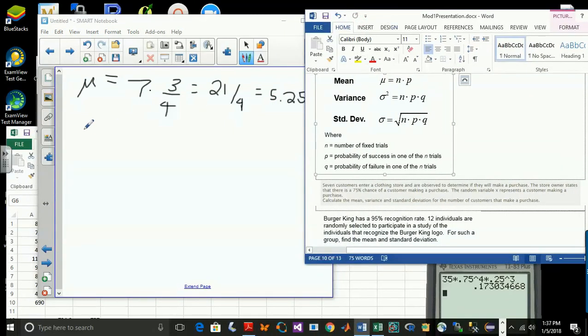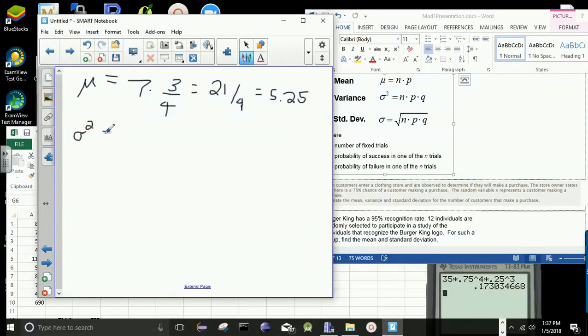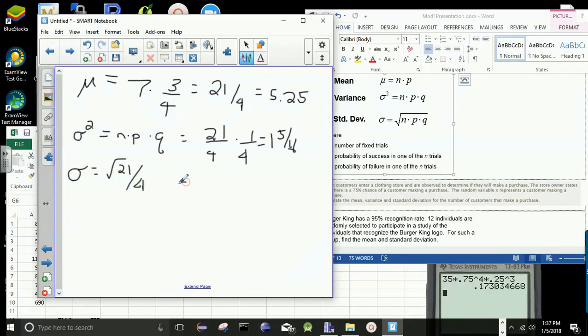Variance, right? So the variance is sigma squared, which is n times p times q. Okay. Well, n times p is just 21 over 4. And q is what, 1/4, right? So that's 21/16. So that's 1 and 5/16. Okay, and then what else? Standard deviation. Okay, so the standard deviation is just the square root of 21 over 4, right? I just took the square root of this npq product, and you'll have that result.